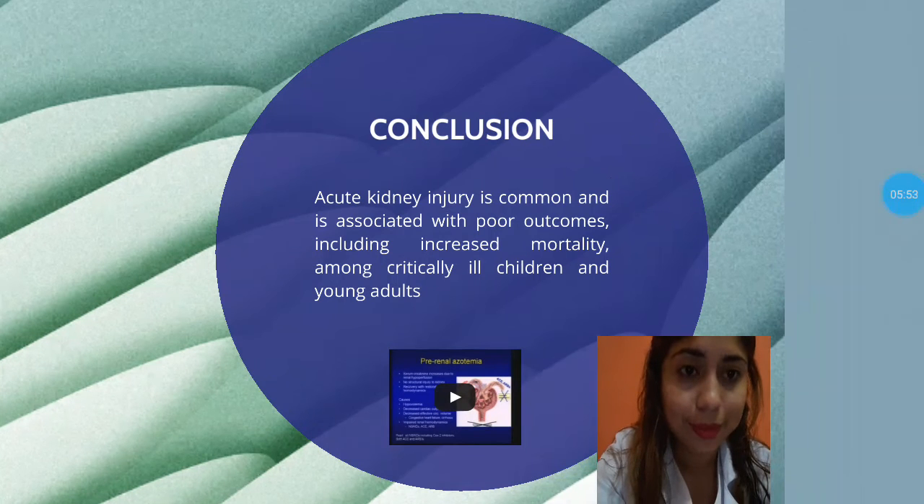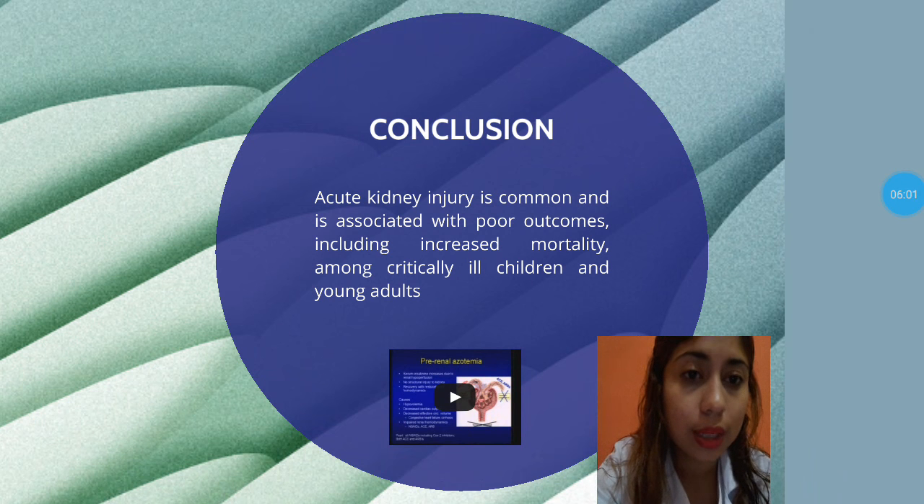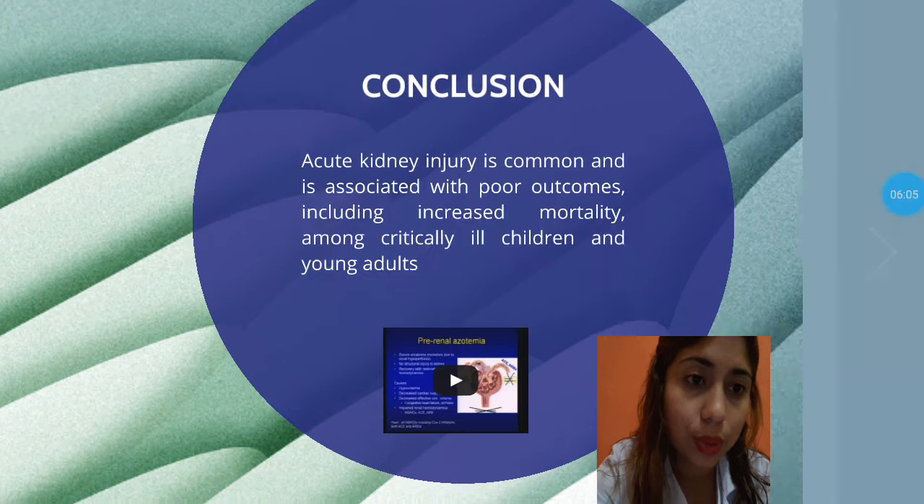Conclusion. Acute kidney injury is common and is associated with poor outcomes, including increased mortality among critically ill children and young adults.